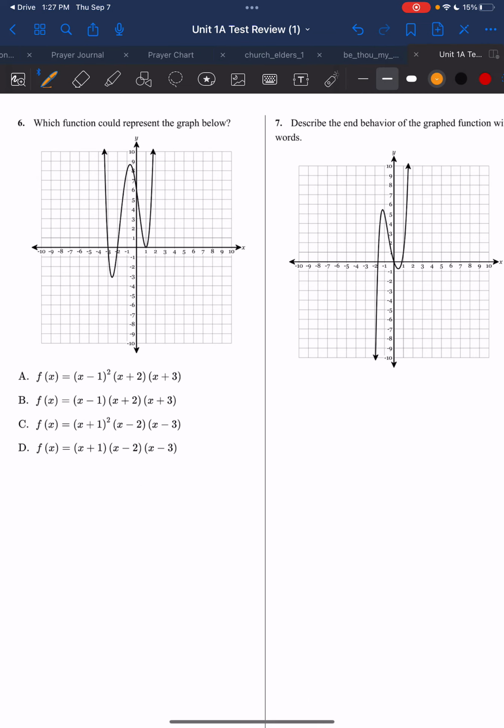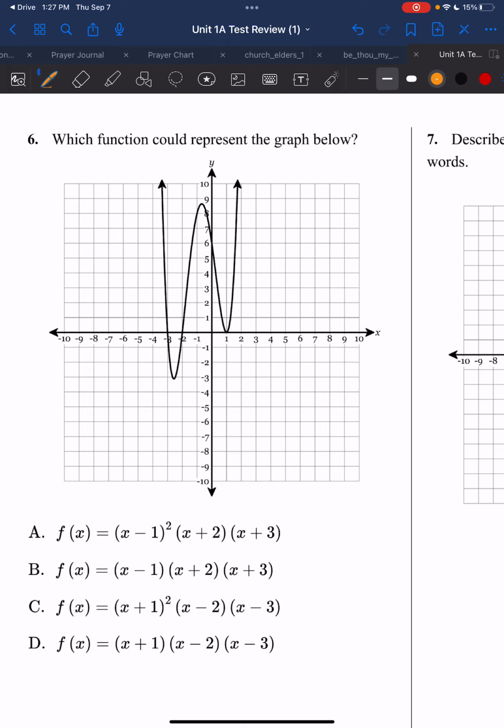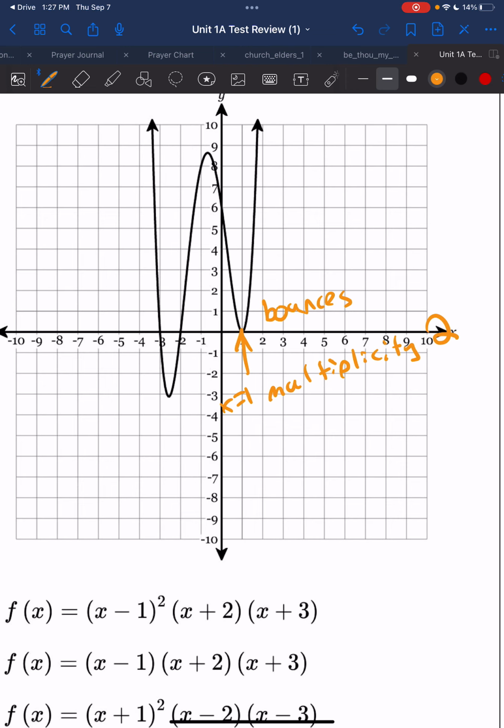Okay. Now here we have a graph function, and it says which function could represent the graph below. And then I have factored form. That should instantly tell me I should look for my zeros here. So I've got a 0 at, not at -1, at +1, sorry. And it bounces. So that should tell me x equals 1 with a multiplicity of 2.